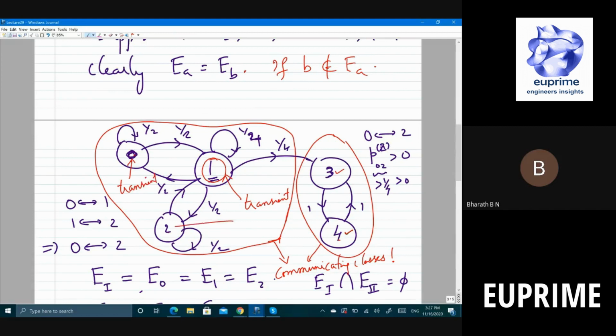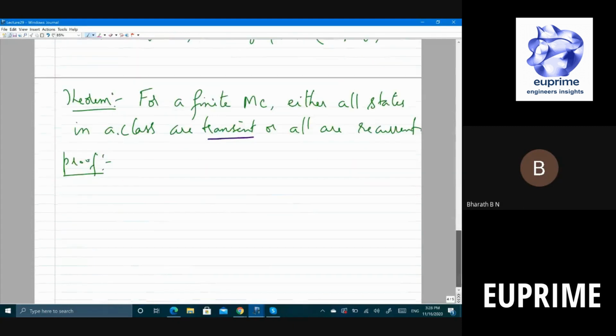So what can you say about 2? 2 can communicate with 3 with probability of at least 1 by 8, but 3 cannot communicate back. So this will also be transient. So all the states within this communicating class are transient. I take back my words, where I said 0 and 2 are recurrent. It's not really recurrent. All of them are transient, and 3 and 4 are recurrent. Is that fine now?